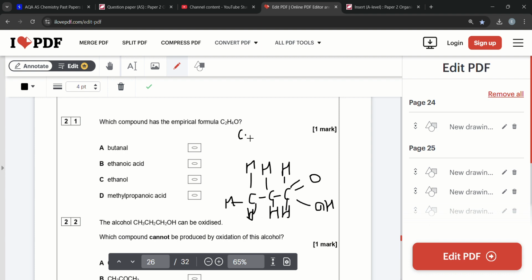Methylpropanoic acid, C3. No, that's propanoic acid, so we need another methyl group, so CH3. Okay, so we're going to have C4H... methane, ethane, propane, butane, H: 1, 2, 3, 4, 5, 6, 7, 8, 9, 10, 11.